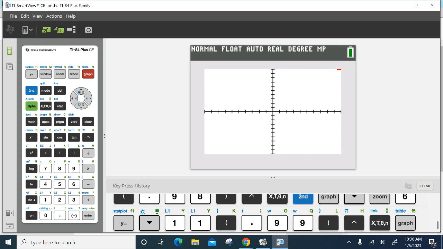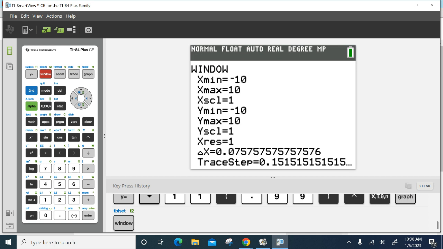On the X, up to 100. On the Y, it's up to 20. So how can I change my calculator to show all this? Window. Everyone, window. And you'll notice my X max is at 10 right now, but what do I want my X axis to be at? 100. So type in 100.